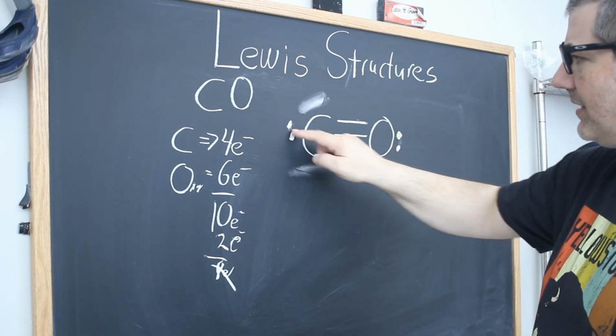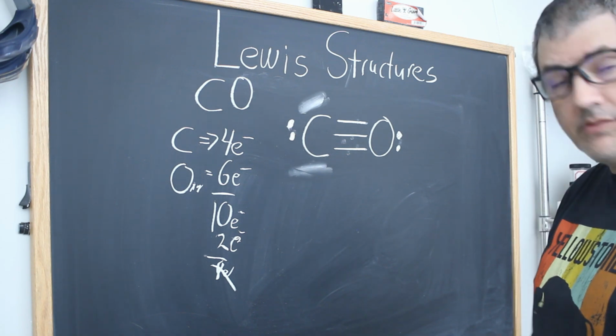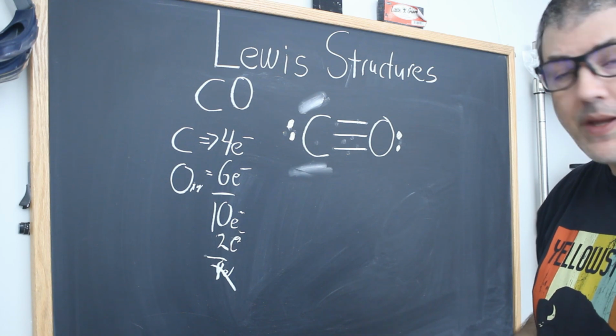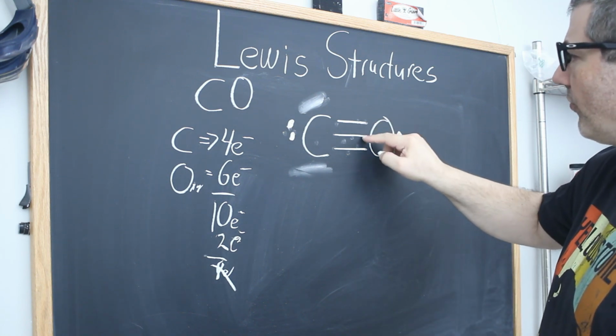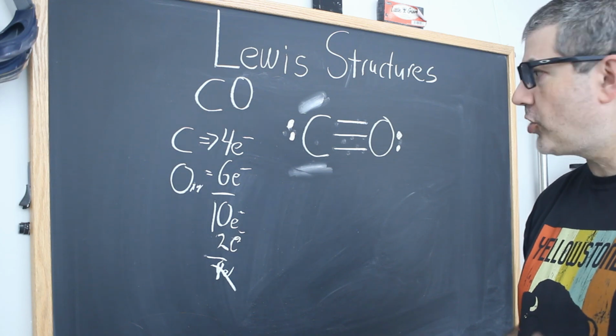2, 4, 6, 8, 10. So we have the same number of electrons, but we've distributed them differently. 2, 4, 6, 8. Carbon obeys the octet rule. 2, 4, 6, 8. Oxygen obeys the octet rule. But now we need to look at formal charge.